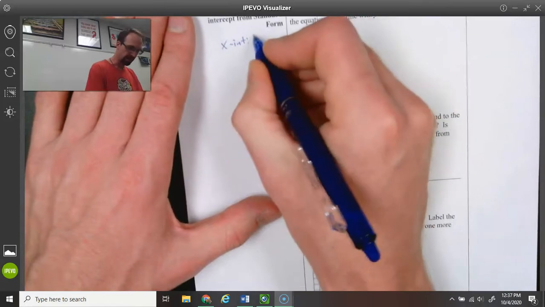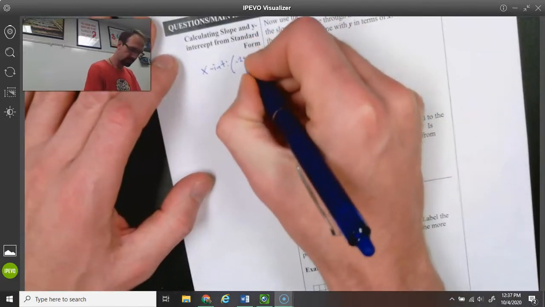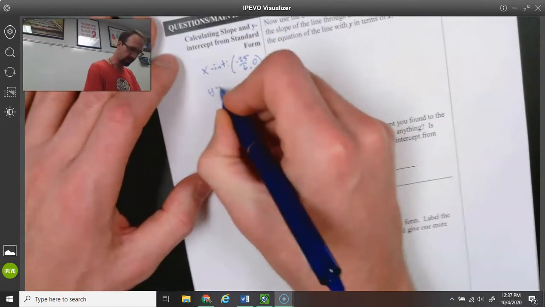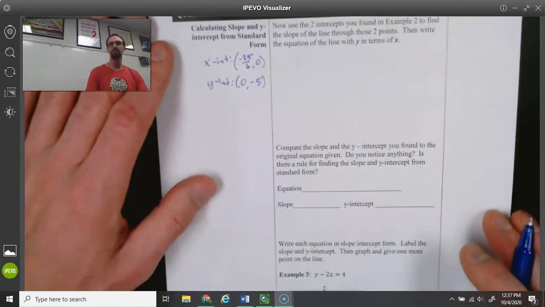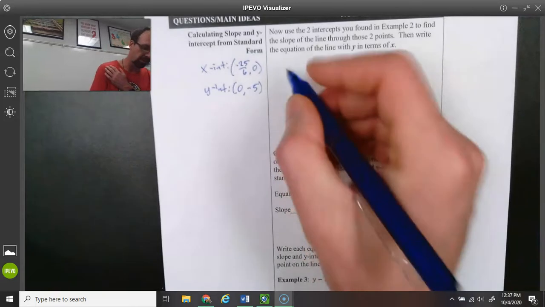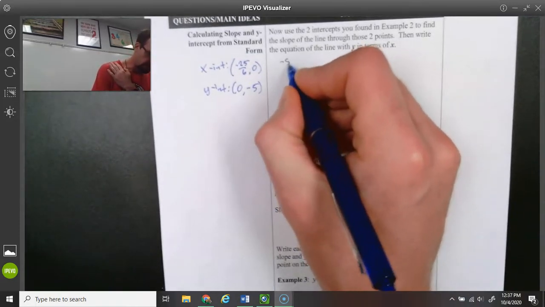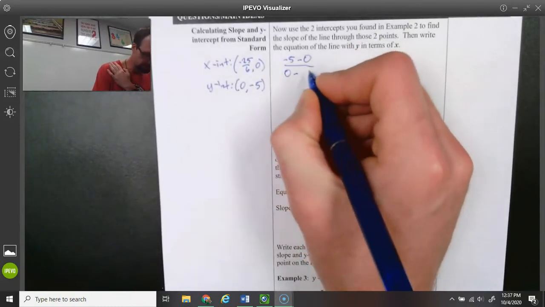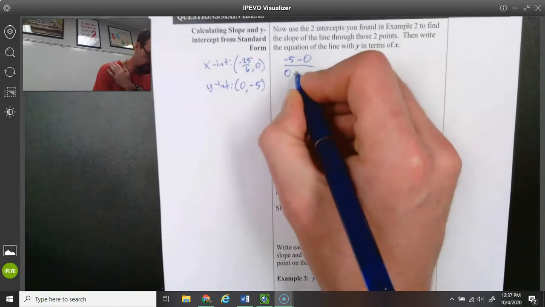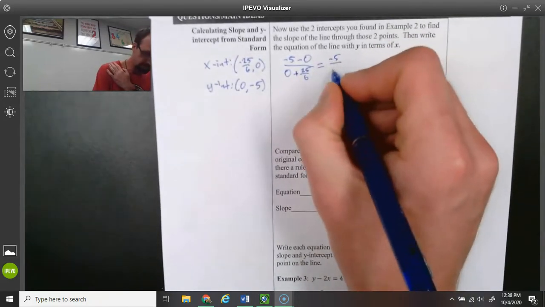I'm just going to rewrite them on this side because I think it's going to be easier to process. I've got negative 25 sixths, comma 0, and my y-intercept was 0, comma negative 5. When you're subtracting, we're talking about the change in y's over the change in x's, delta y over delta x. So we have negative 5 minus 0 over 0 minus negative, so plus 25 sixths. That gives me negative 5 over 25 sixths.